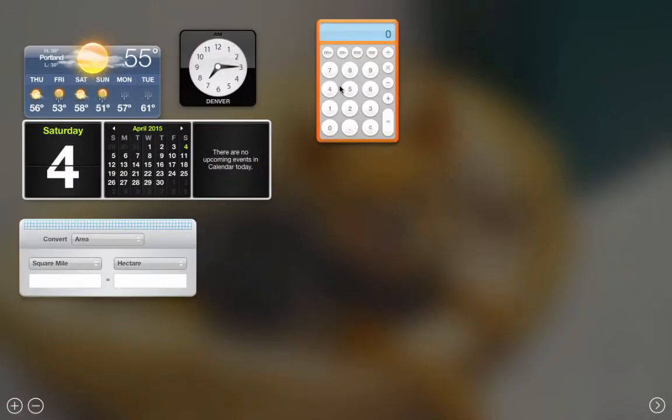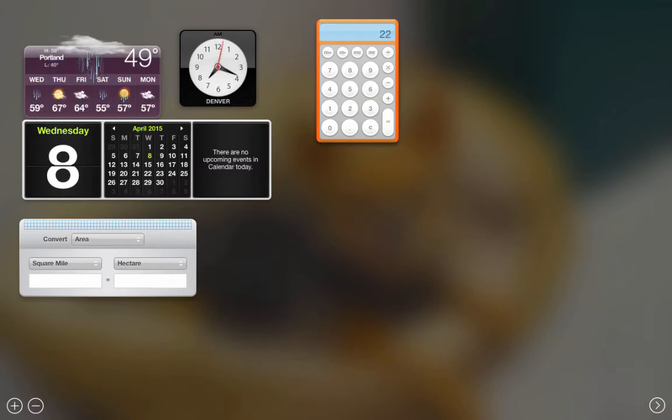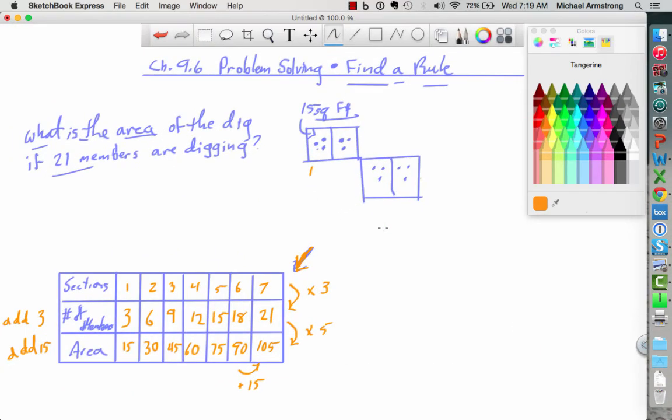We go up here and we go 21. Oh, that says 22. Here we go, 21 times 5. And it should be 105 if we've done everything right. It looks like it is. 105. So that's a good deal. And you should be able to fill in everything else on the page now.